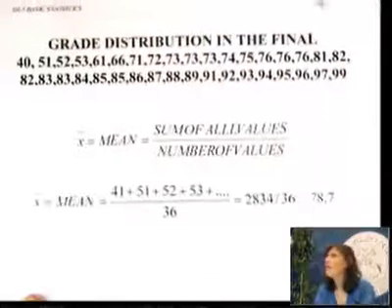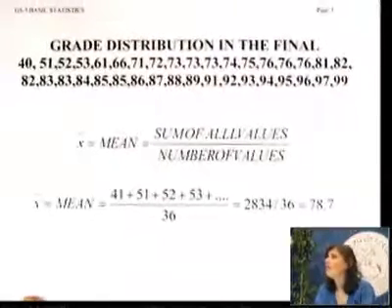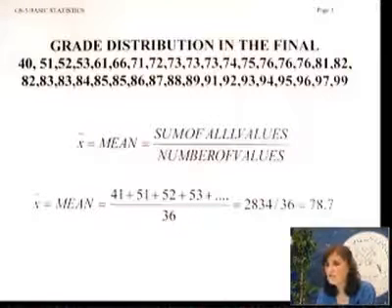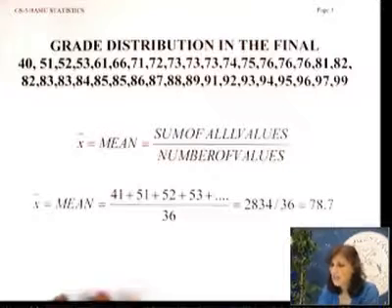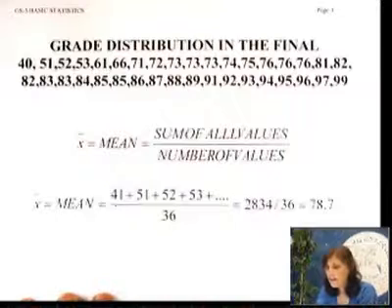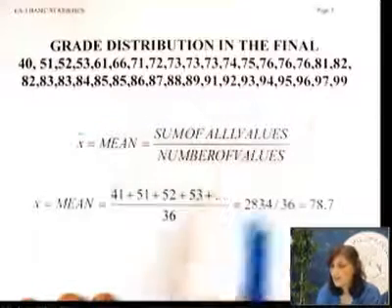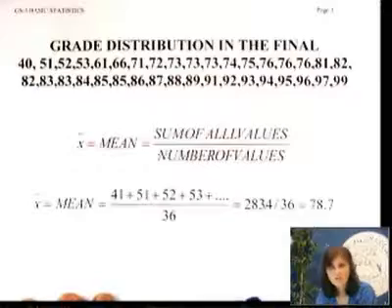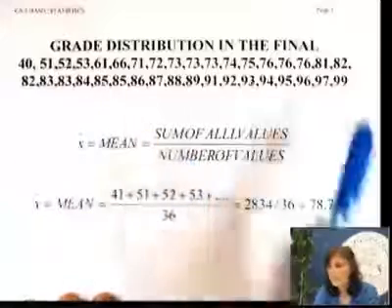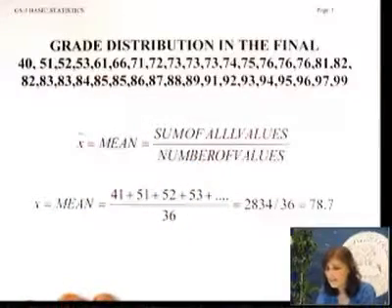I have some actual data here. That's my grade distribution for the final for the Math 10 class, a statistics class. I have 36 students in that class, and the first thing I do is sort them. So I just sorted them, and these are in order. The weakest student got 40, the strongest student got 99.